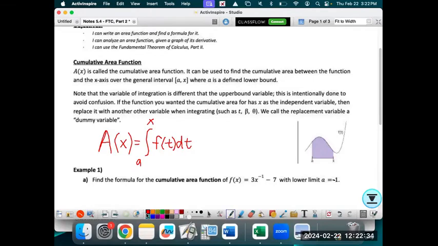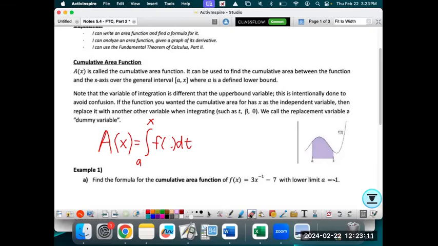It says, note that the variable of integration is different than the upper bound variable. This is intentionally done to avoid confusion. If the function you wanted the cumulative area for has x as the independent variable, like if this graph said f of x over here, then you would just replace that with any other variable when integrating. So you could use t, that's pretty standard. Variable, the dummy variable, or the replacement variable. And I'm going to show you why.